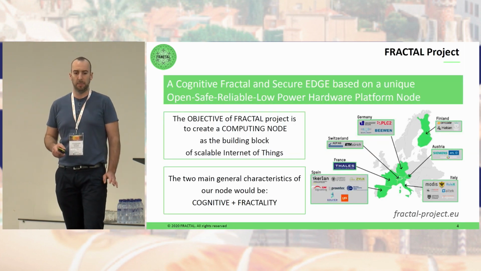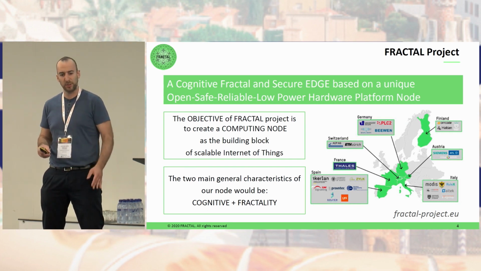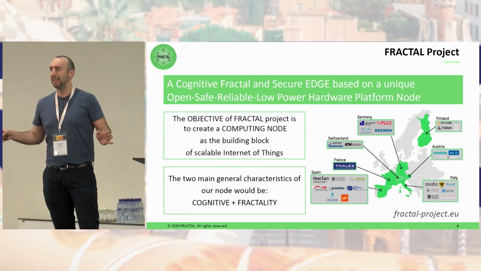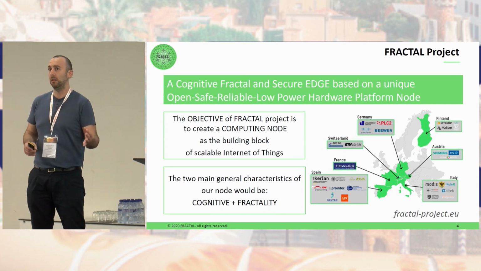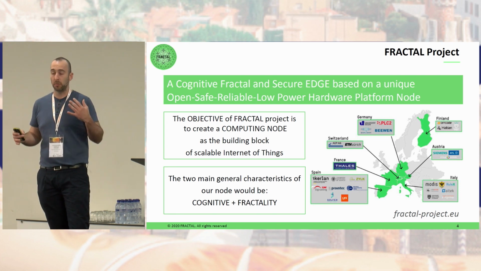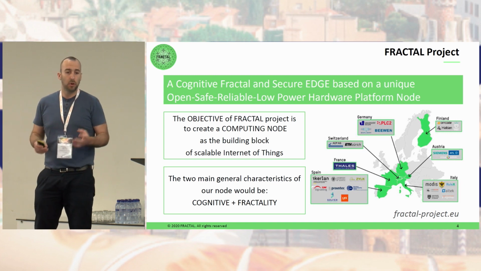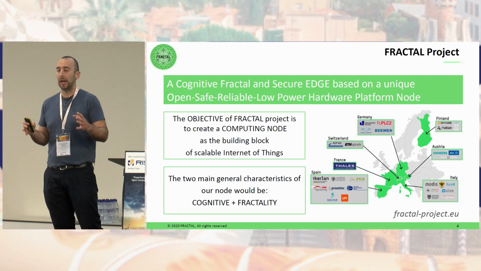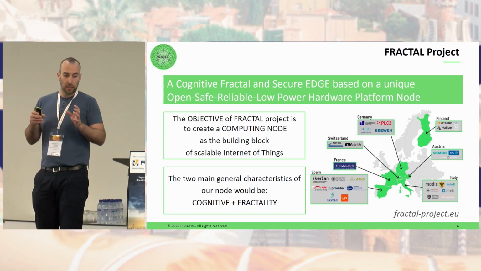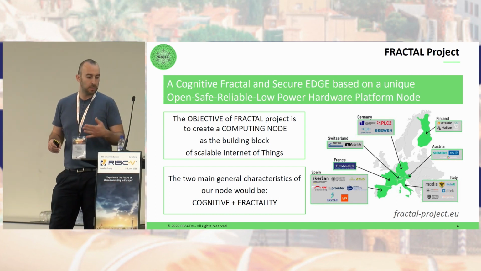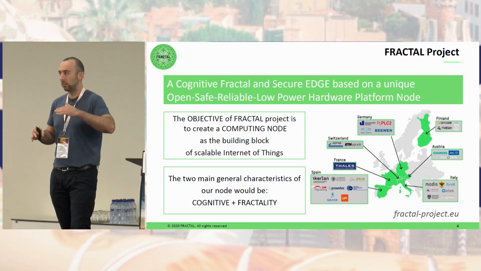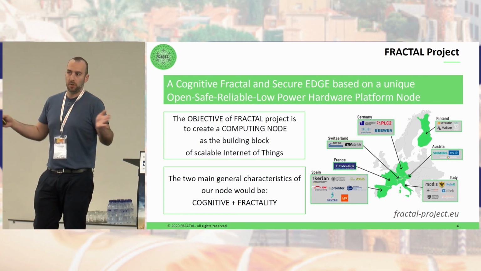The Fractal project, a bit long the title: cognitive fractal and secure edge based on a unique, open, safe, reliable, low power hardware platform node. To define the project, I want to address 3 main keywords. The part of cognitive is the science that analyzes how our brain gets information, interacts, and stores it, and that's how we want it implemented in Fractal. So we want to see how a system can adapt to external changes and how it can interact with other systems. And here is where the fractal comes in. Fractals are regular structures that repeat at different scales. In nature, you can find a lot of things like turbulent fluid or geometries; if you Google, you will see that.